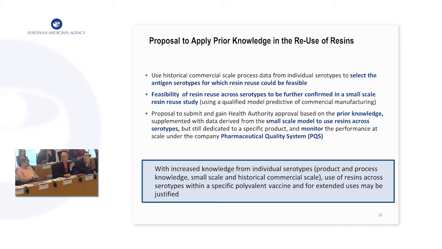The next step is, based on these data from the individual serotypes, we will do this selection, and then we want to confirm the feasibility of this resin reuse across serotypes in our small-scale model, which, as I said, is predictive of commercial manufacturing, which is of course of great advantage to us. Then ultimately our proposal would be to submit and gain regulatory approval based on our prior knowledge, further supplement that with the data from the small-scale model that demonstrates that we can reuse resins across serotypes, but still for the same vaccine, the same final product, and then monitor the performance at scale under the PQS system.